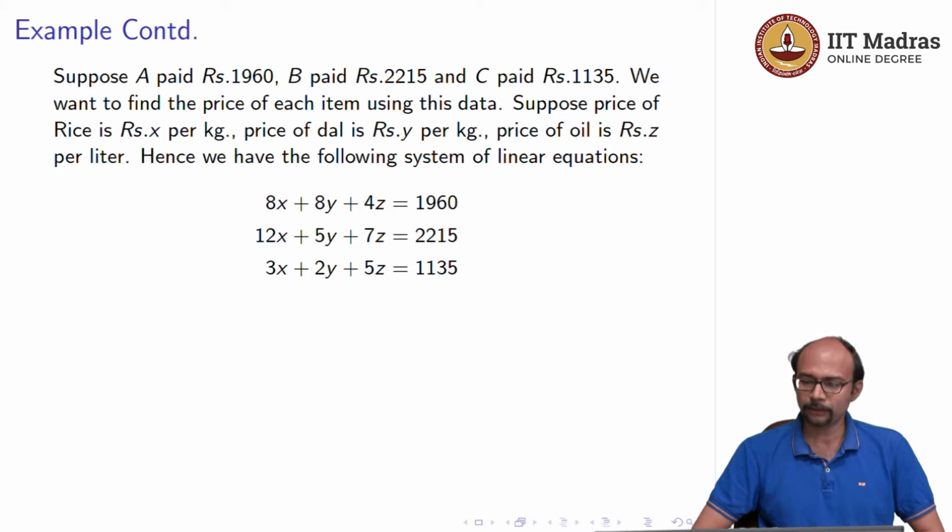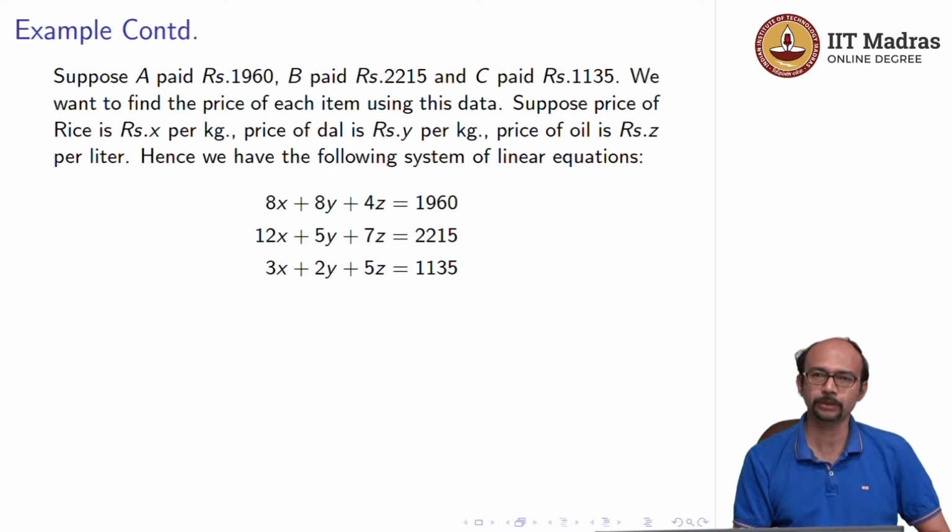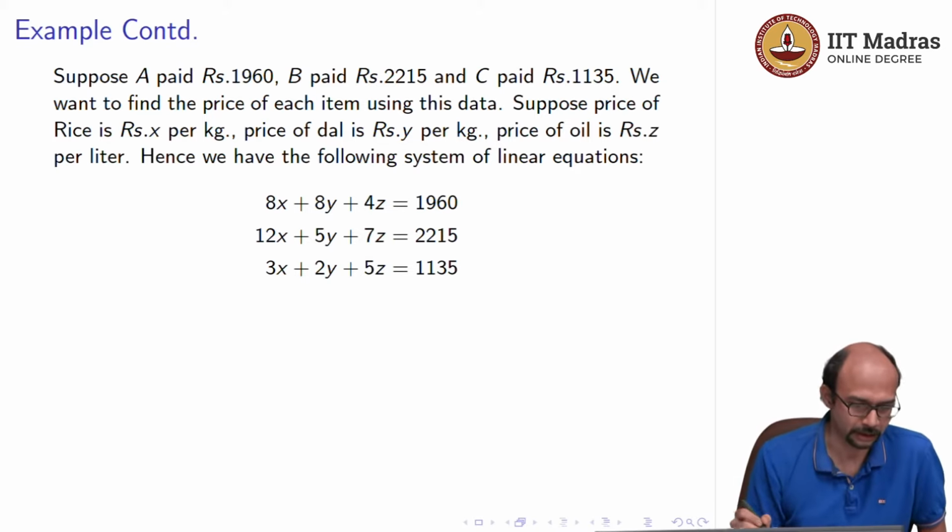So then what do we get for the first buyer? We get 8 times X, because he or she bought 8 kg of rice, plus 8 times Y, 8 kgs of dal, plus 4 times Z is 1960. Similarly we get the next two equations. So this is what a system of linear equations looks like. Now from this data we would like to solve this system and get the price of rice, dal and oil. I'm going to quickly solve this.